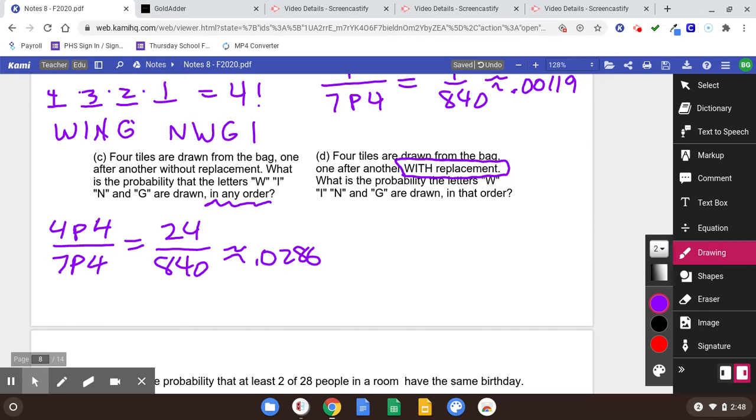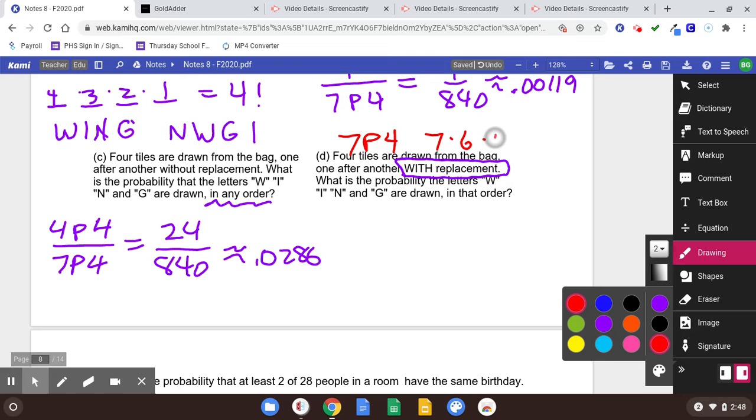Part D, 4 tiles are drawn from the bag, one after another with replacement. Notice how this changes the problem. What is the probability that the letters W, I, N, G are drawn in that order? So this time the denominator is going to be different, because it's not going to be 7P4, because 7P4 says 7 times 6 times 5 times 4. We pull one out and then we've only got 6 left. Then we pull one out and we've only got 5 left. And we pull one out and we've only got 4 left.